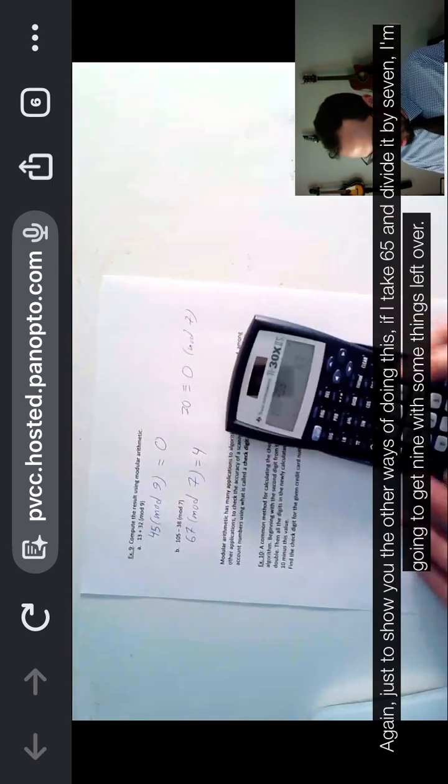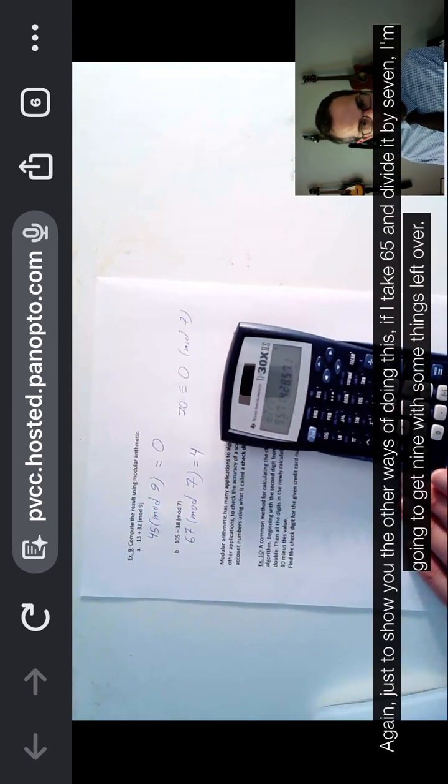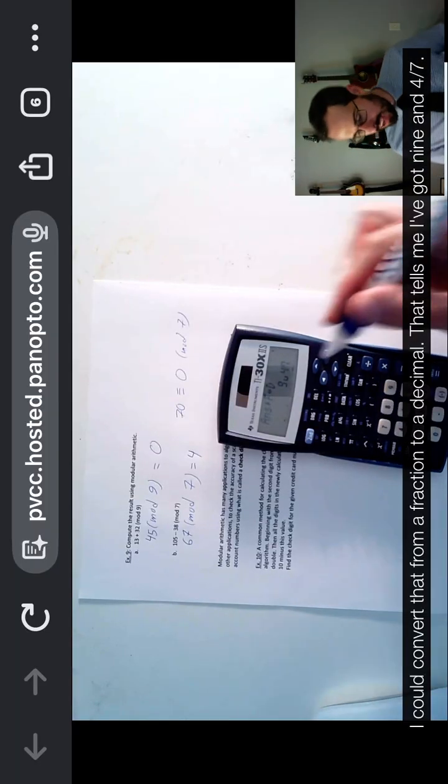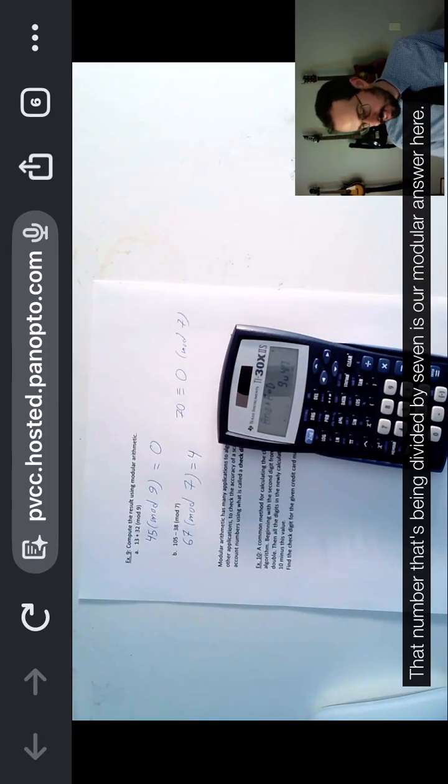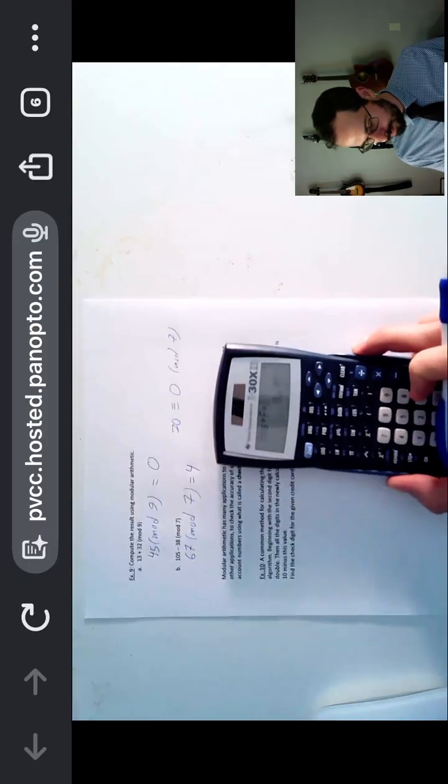Again, just to show you the other ways of doing this, if I take 67 and divide it by 7, I'm going to get 9 with some things left over. I could convert that from a fraction to a decimal. That tells me I've got 9 and 4/7. That number that's being divided by 7 is our modular answer here.